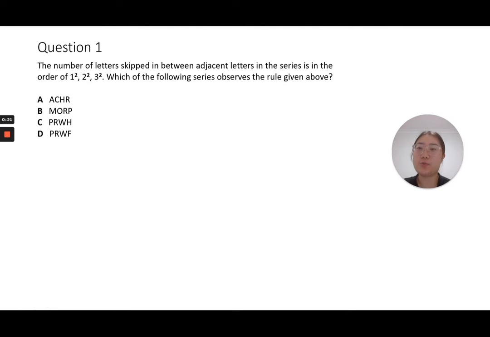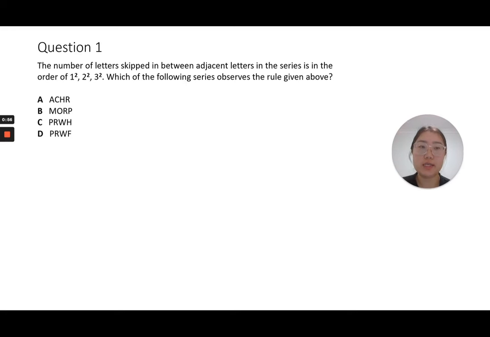So the first question was a letter pattern question. In this case, they have told you the pattern or the series, and it says that the number of letters skipped in between adjacent letters follows the order of 1 squared, 2 squared, 3 squared. Now you want to figure out which one follows or observes this rule.